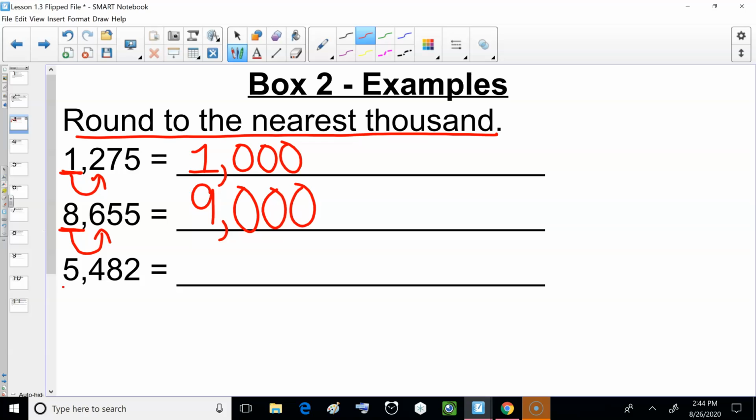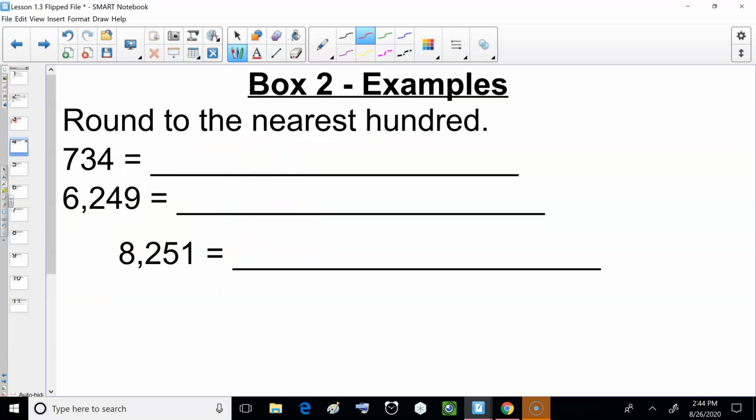Same strategy for the last one. We're going to underline the 5. That's the 1,000 place value. We're going to look at the hundreds place value, right next to it, which is a 4. We know if it's 4 or lower, we round down. So my 5 is staying the same, and the other 3 place values are turning to zeros. Make sure you pause the video and write this information down as your notes, as your examples to come back to if you have questions when you're working on your problems.